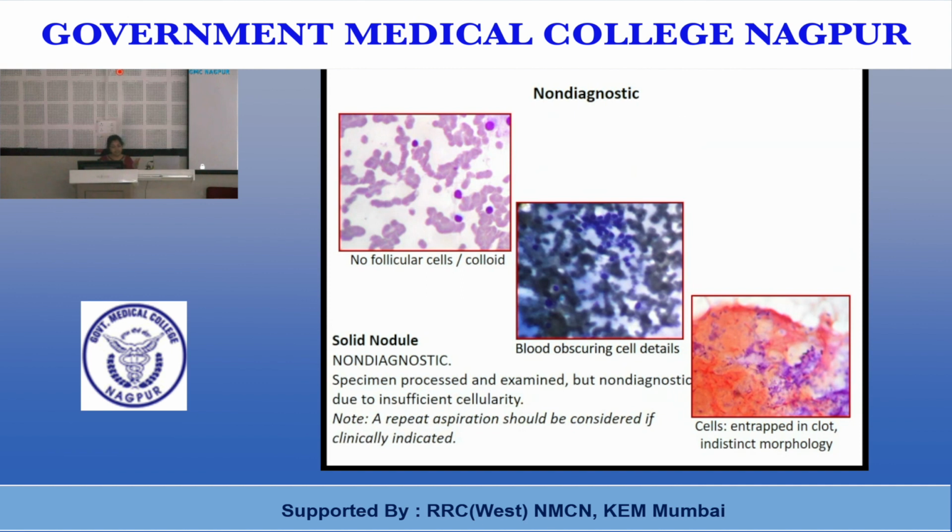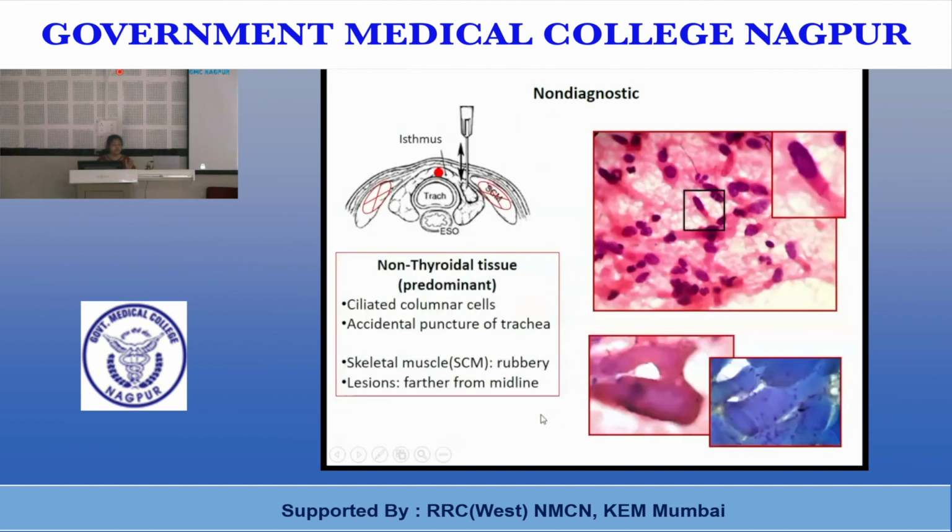In the first case, put the general diagnostic criteria, give the reason, and advise a repeat. In these two cases, it remains the same, but the reason changes. Now sometimes you may get predominantly non-thyroidal tissue. I've already told you about puncturing the trachea, and this was one case which I myself have done. I've punctured the trachea, and you can see the ciliated columnar cells out here.